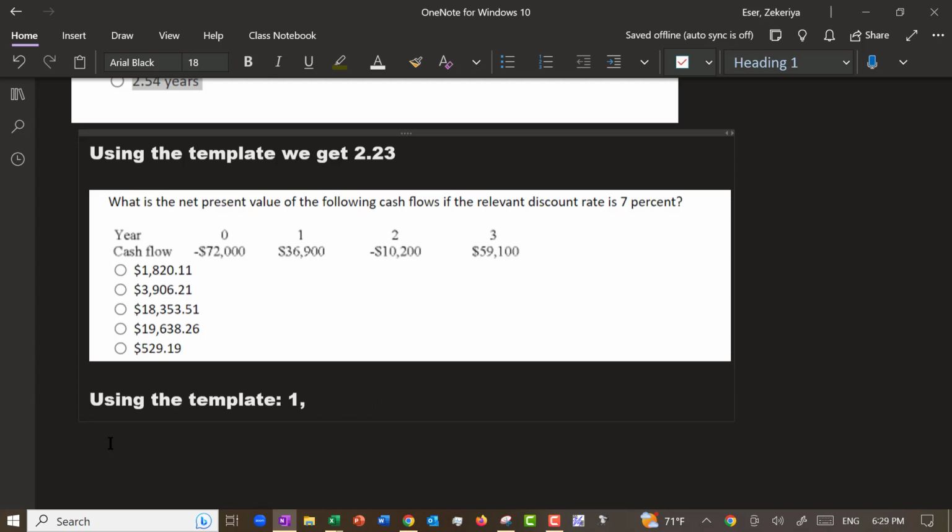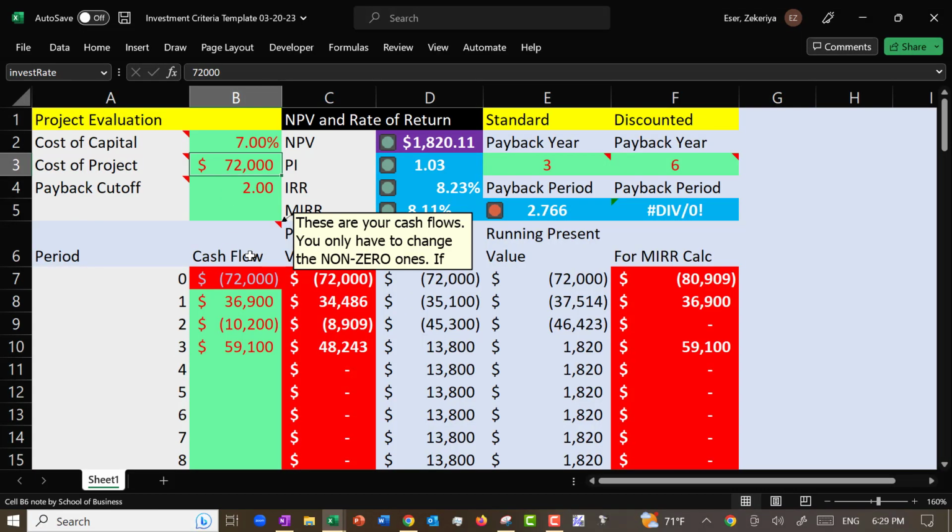Again, key is writing the negative of the year zero cash flow as cost of project. And in this case, it would be an acceptable project, right? Had the question asked for that.